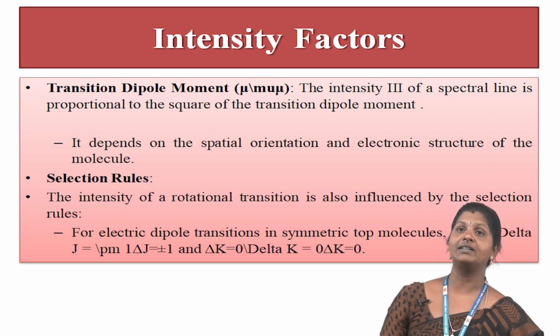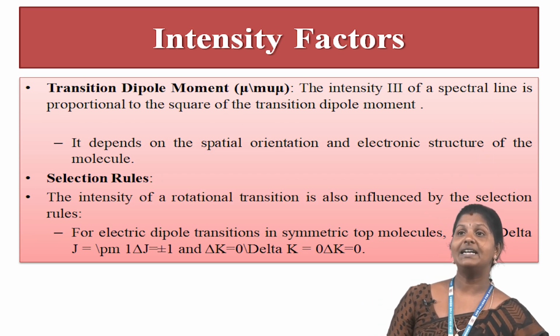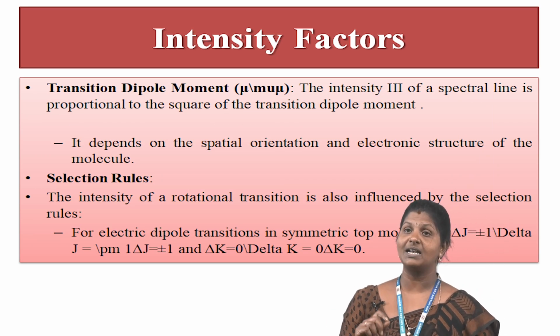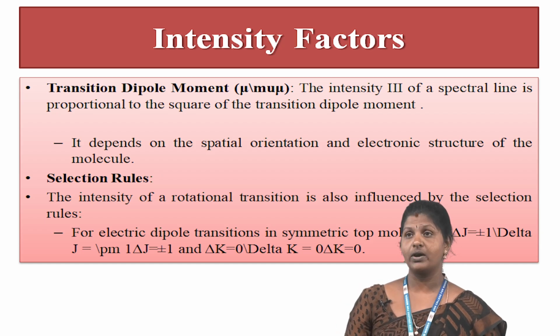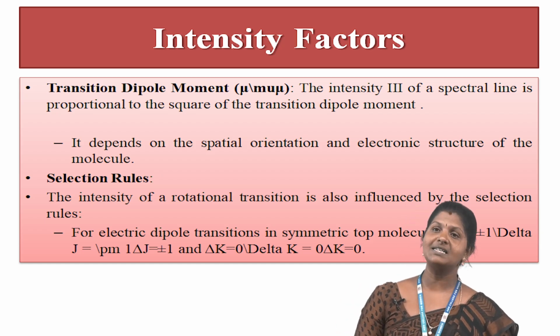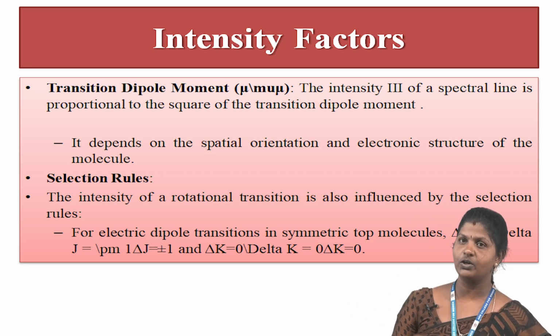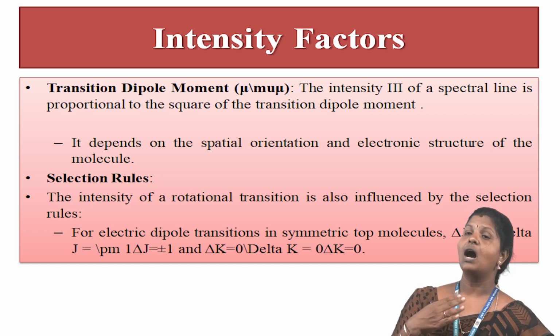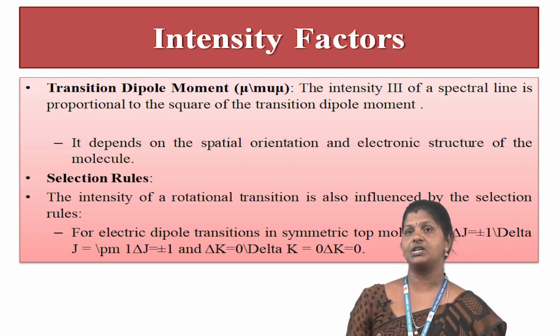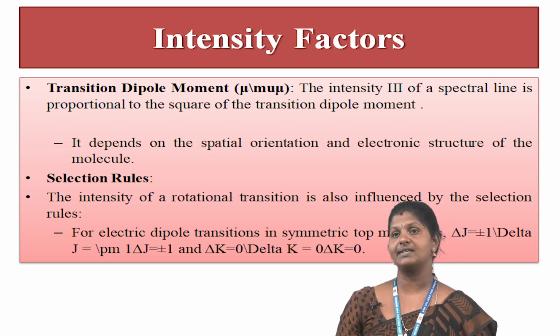The intensity factor, the transition dipole moment. The intensity of spectral lines is proportional to the square of the transition dipole moment. The transition dipole moment quantifies the molecule's ability to absorb or emit electromagnetic radiation during the rotational transition. It totally depends on the spatial orientation and electronic structure of the molecule.